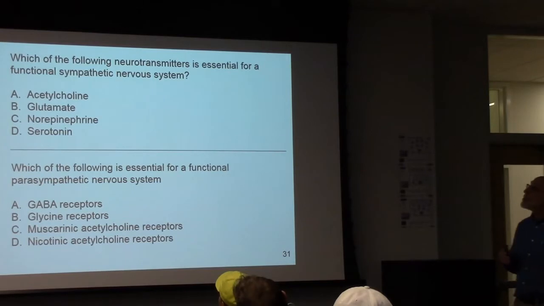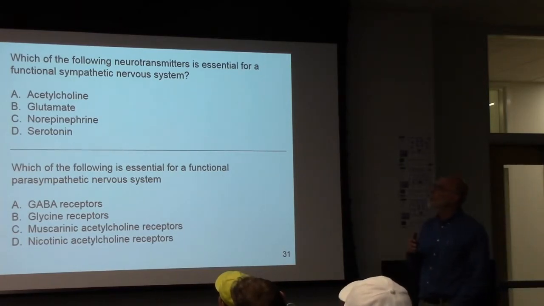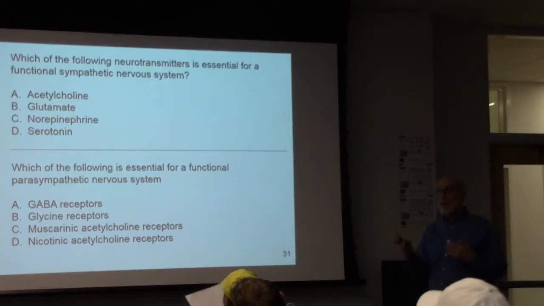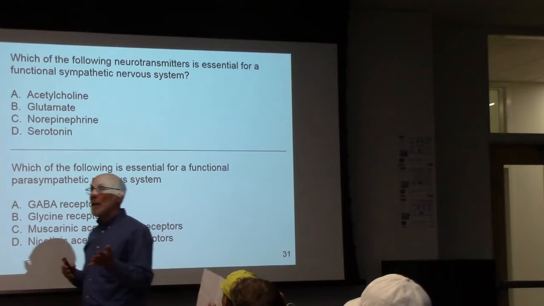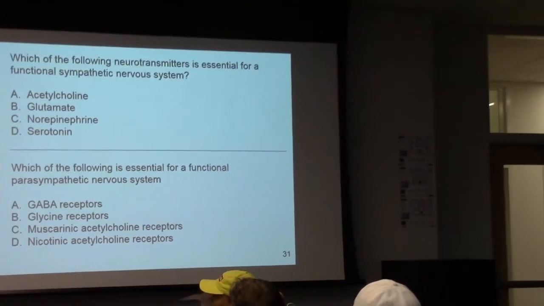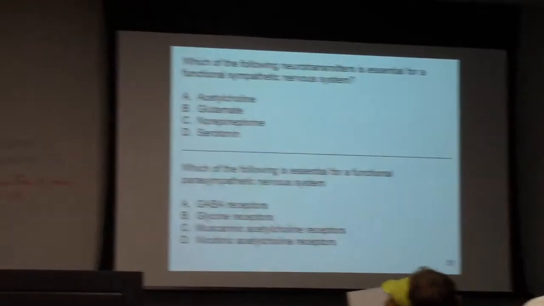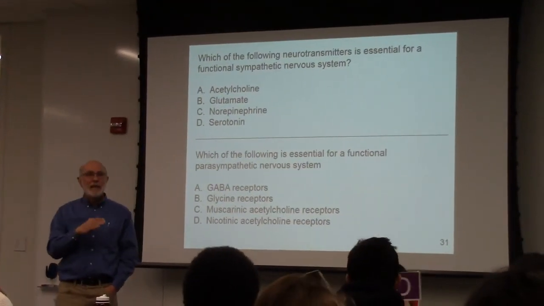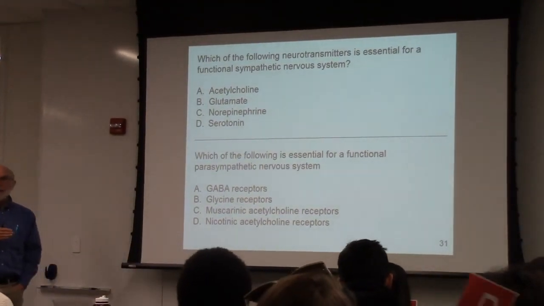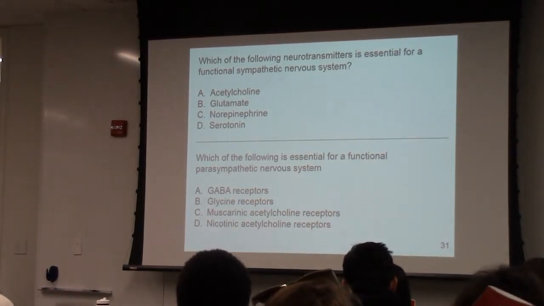Which of the following neurotransmitters is essential for a functional sympathetic nervous system? Now I'm asking you to remember the concept of the sympathetic nervous system that we taught last week. Remember, we have preganglionic and postganglionic neurons of the sympathetic nervous system. Which neurotransmitters are important?